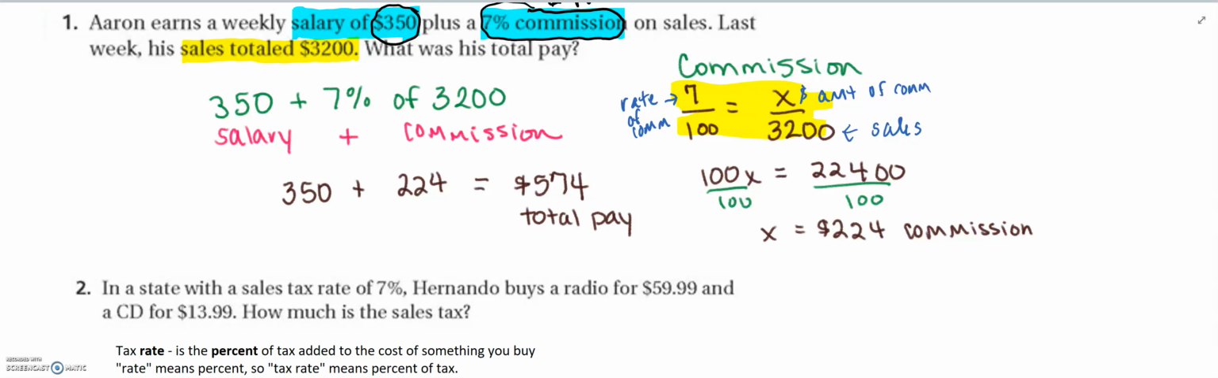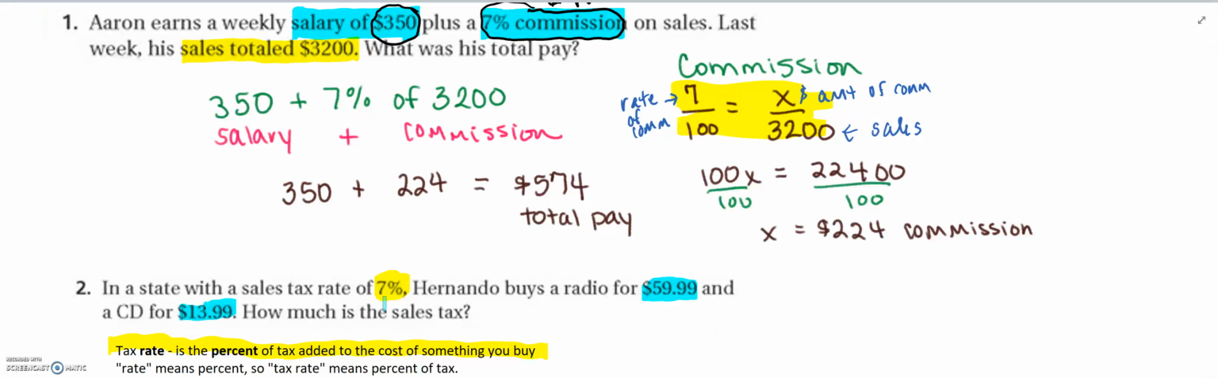In our next example, we have sales tax rate. So let's talk about this. Remember, rate means percent. So a tax rate is the percent of tax added to the cost of something you buy. And it's based on how much you spend. So in the state with the sales tax rate of 7%, so that's our tax rate, Hernando buys a radio for $59.99 and a CD for $13.99. How much is the sales tax? So we're going to use the tax rate to determine the sales tax. So they should be across from each other in our proportion.